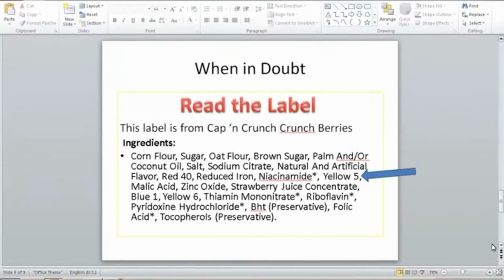When in doubt, read the label. Take a moment, read the label. If you see a number in the food label, you might want to get another product. There are many, many products on the market now that are similar. Some have artificial dyes in them. Others have natural food coloring in them. And more companies are starting to make the switch. So always read your labels before picking up your product.